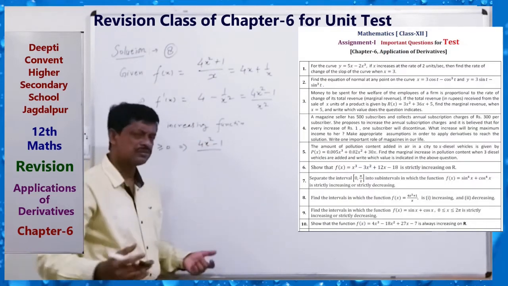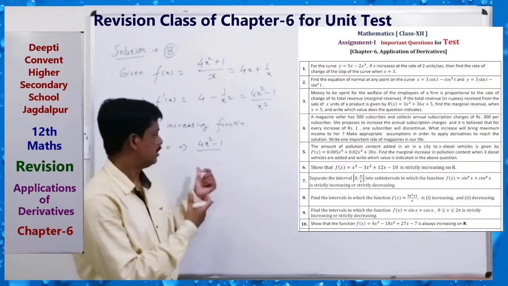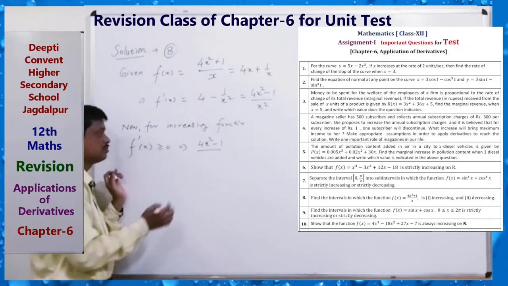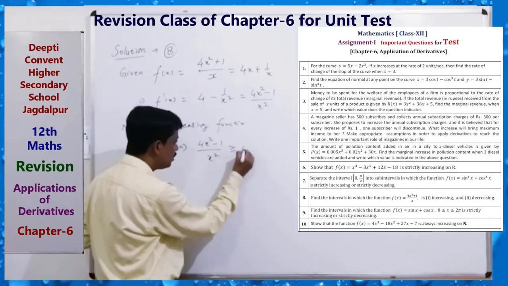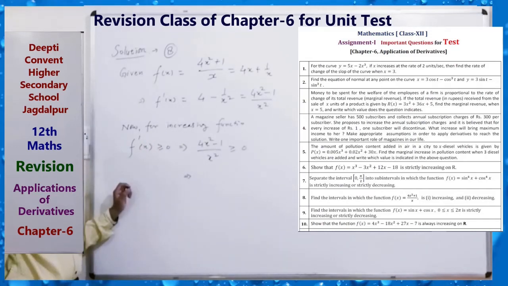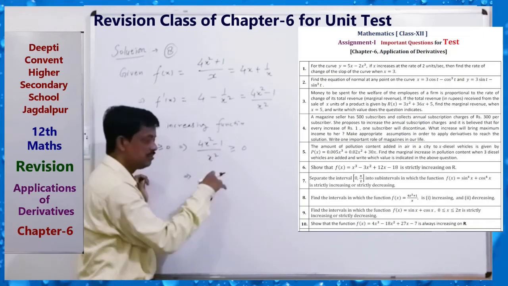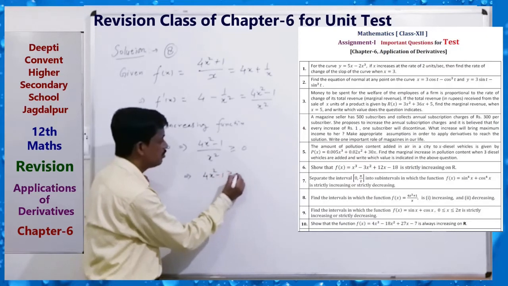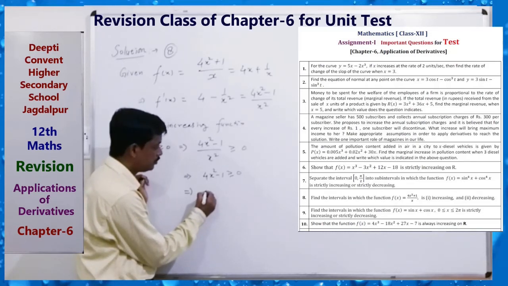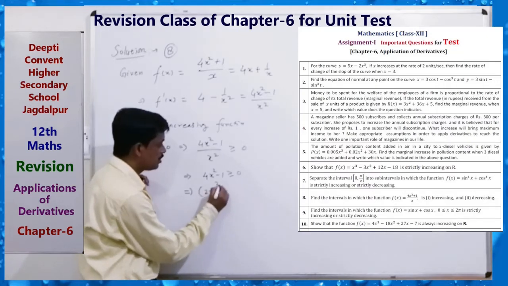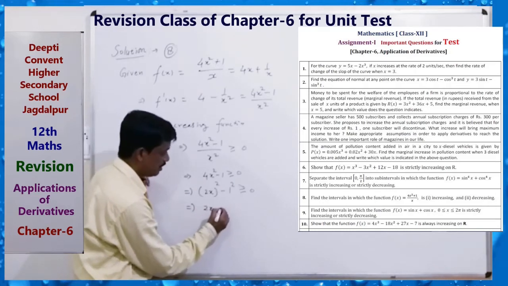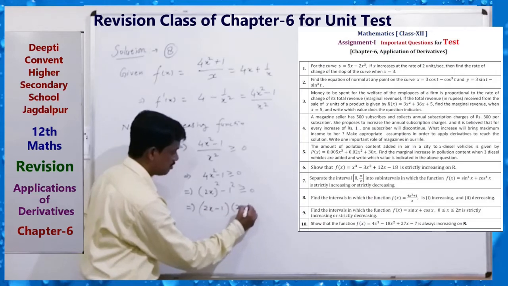(4x square minus 1) by x square is greater than or equal to 0. You can also find the value of x, separate the interval, and check the sign of the derivative, but you can solve it like this also. Here x square is a positive quantity, so you can write 4x square minus 1 is greater than or equal to 0. Suppose (2x) square minus 1 square, that is (2x minus 1)(2x plus 1), is greater than or equal to 0.